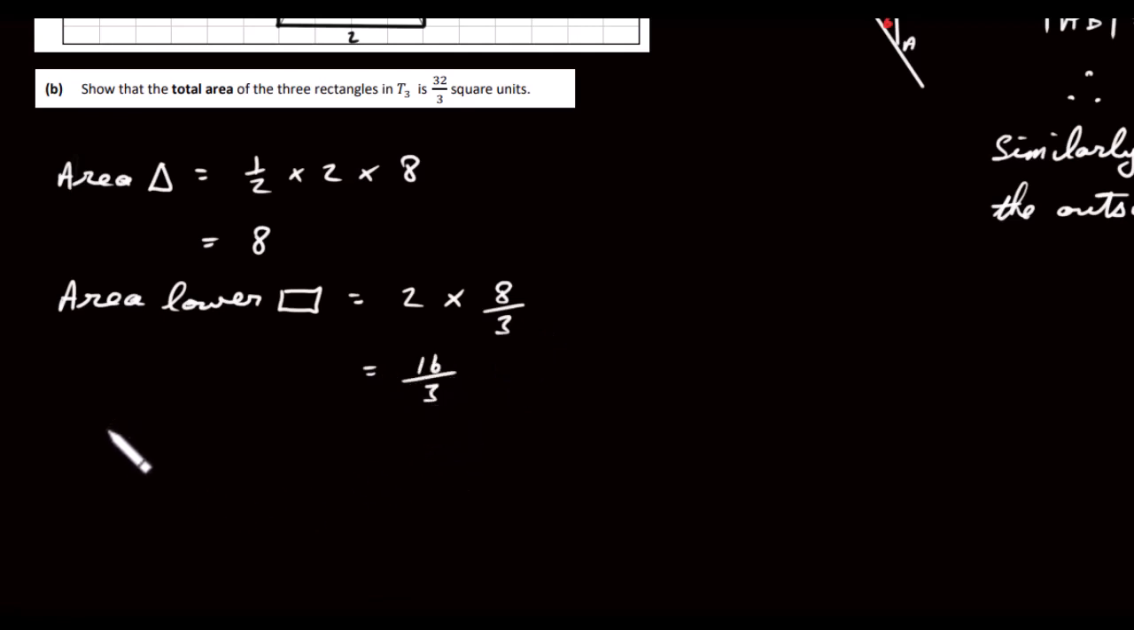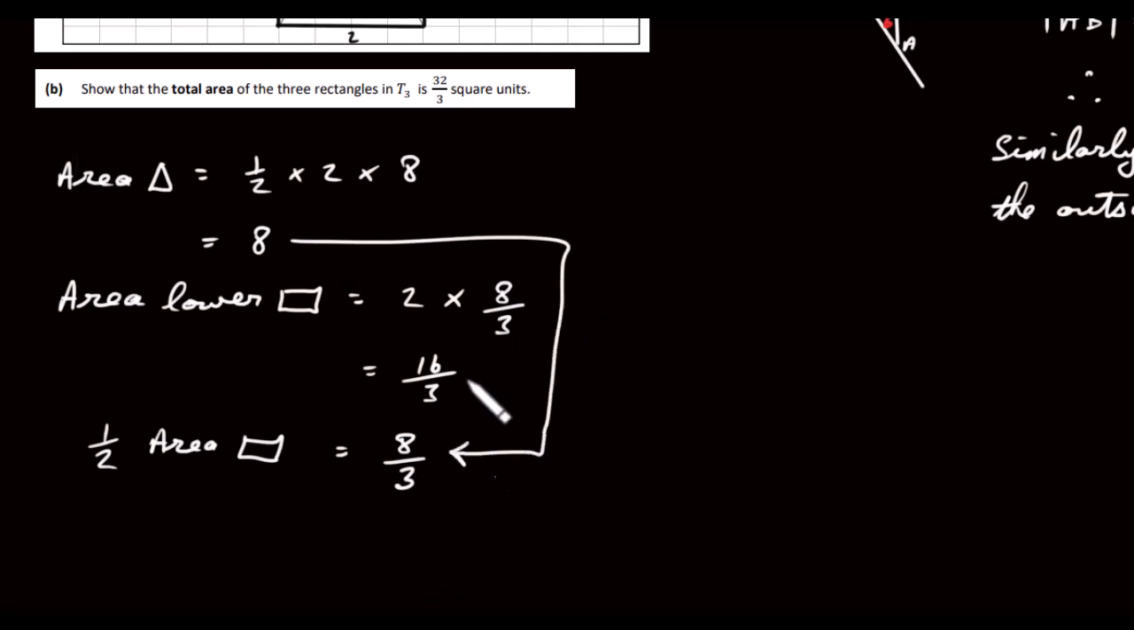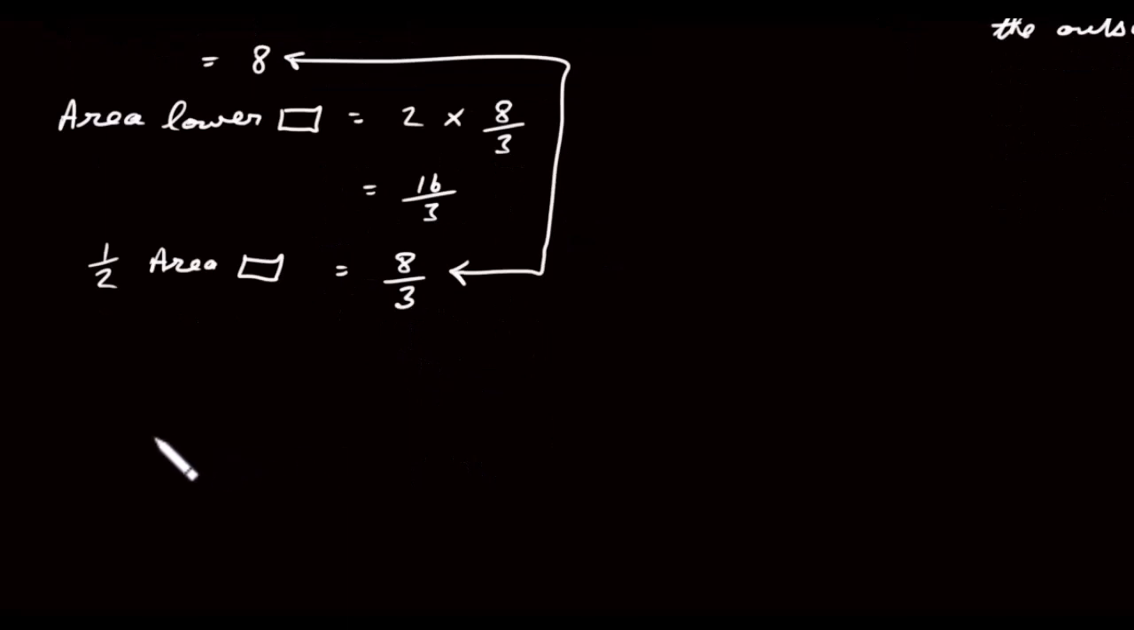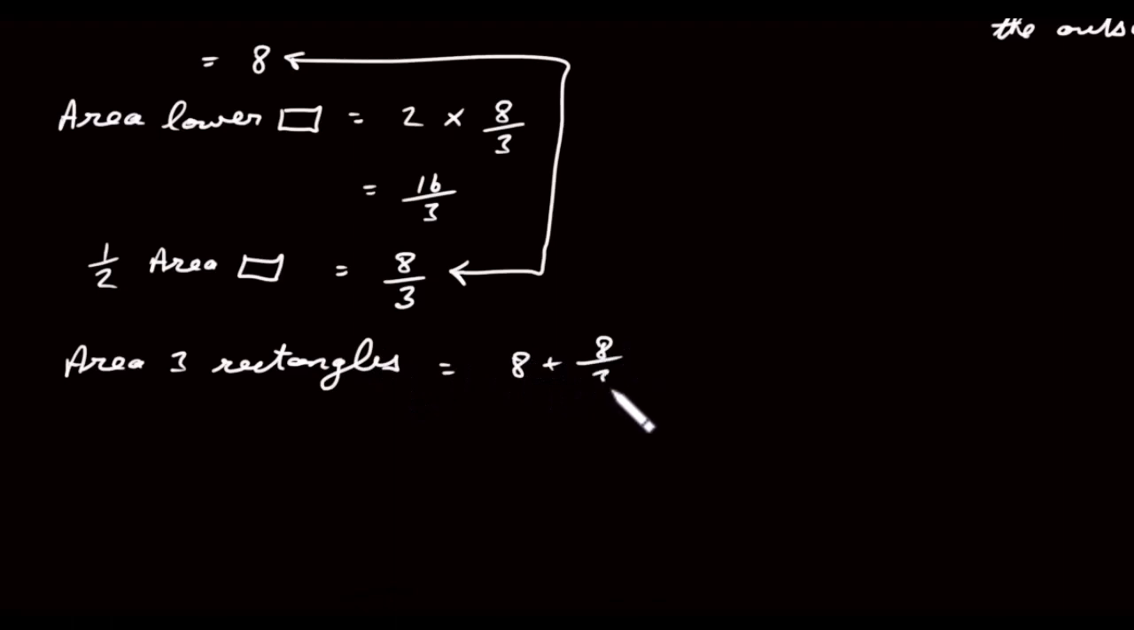So we want half the area of this rectangle, which is multiplied by 2, so that's going to be 8 over 3. So what we want to do is add these two together, and that'll give us the area of the 3 rectangles. So the area of the 3 rectangles is equal to 8 plus 8 over 3.